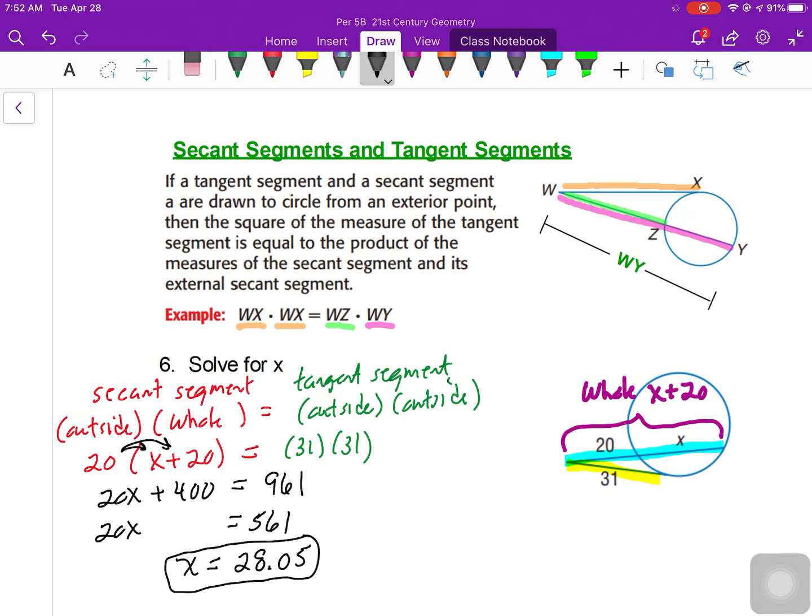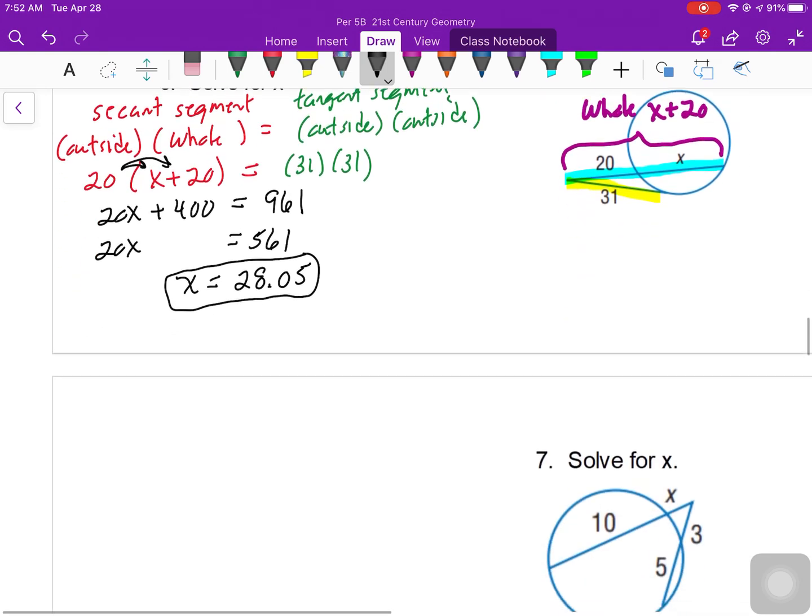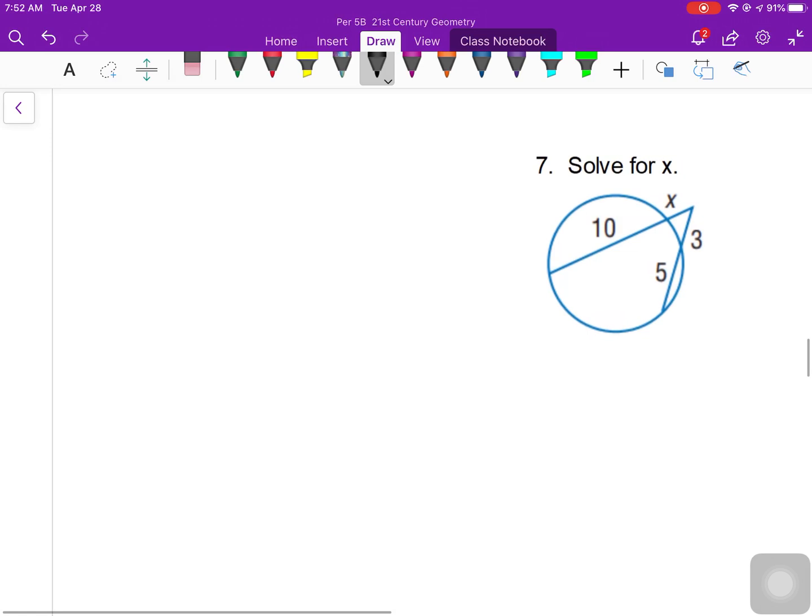So for a tangent segment, you have to take outside times outside, since the outside is really the whole length. Let's try one more of this type. So here we have the secant segment, and we have the tangent segment. Oh, no, I take that back. Here we have two secant segments.